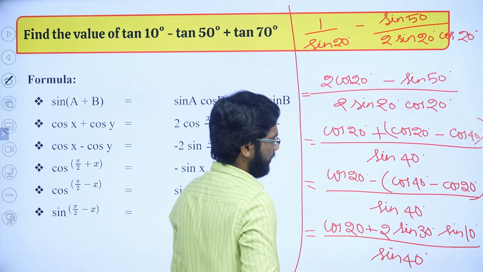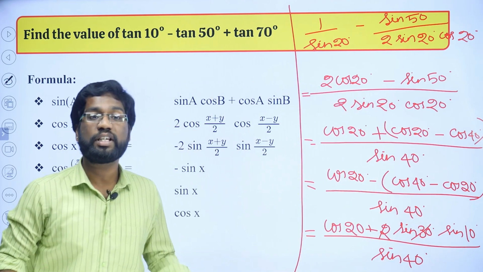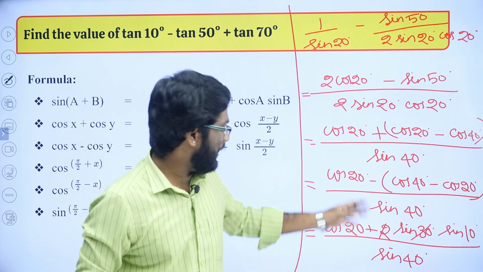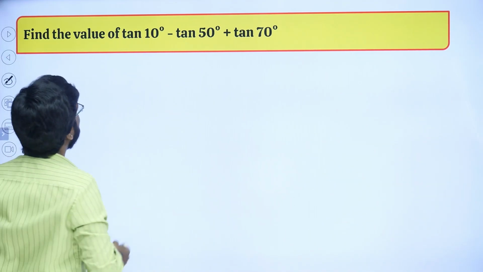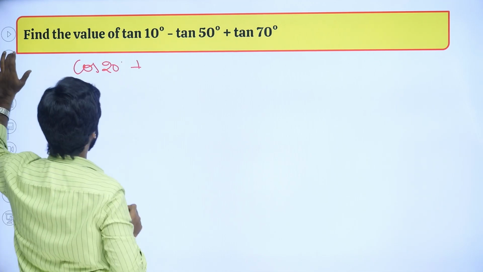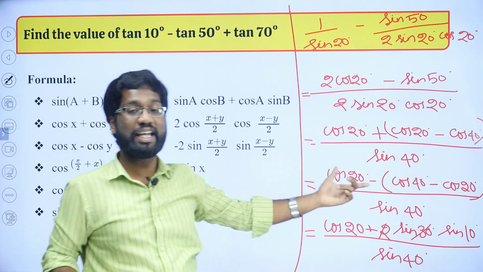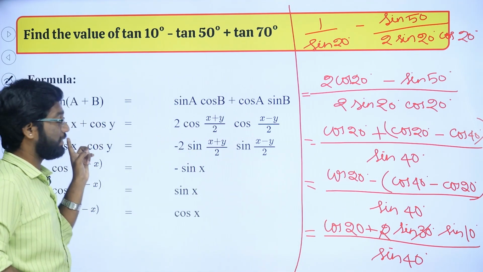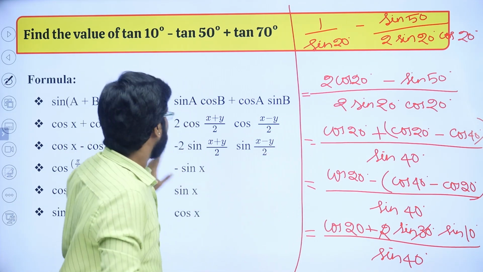Now what will happen, my dear students? This 2 and sin 30 degree will be cancelled out. How, sir? Because the sin 30 degree value is 1 by 2. 1 by 2 into 2 will be cancelled out. Now the remaining terms are cos 20 degree plus sin 10 degree. So it's in sin, my dear students. I can change it into cos, so that I can apply this cos x plus cos y formula. So sin 10 means cos 80.